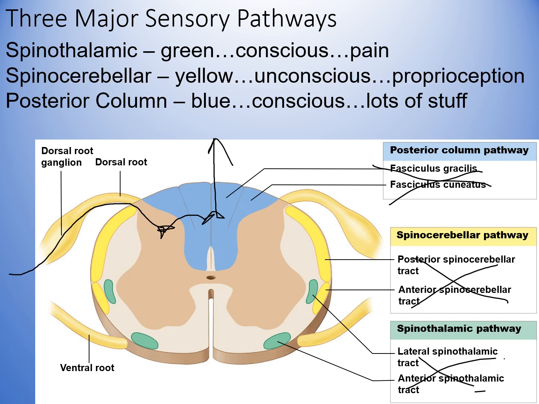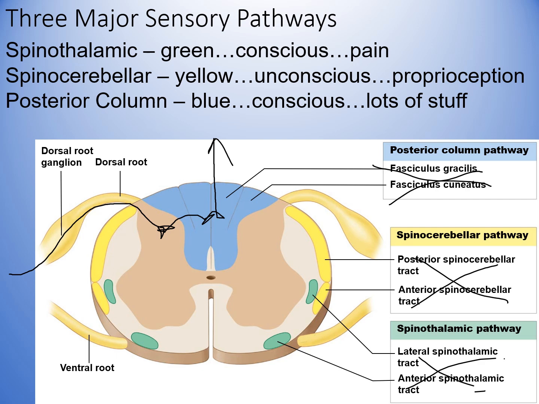The spinocerebellar are neurons that would run up the spinal cord in these yellow areas here. And that is usually unconscious information. So that's information like the position of your knee, how flexed your hip is, how contracted one of your muscles is. That's usually proprioception, which has to do with your balance, like your place. Your balance, that's all I can say.